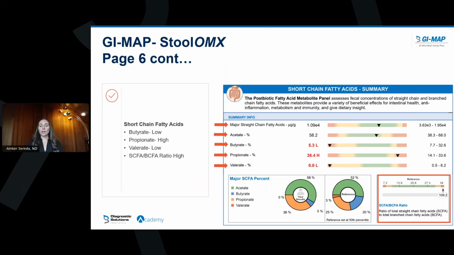The ratio here of our straight chains to our branch chains is low, or our straight chains are low, but you'll see in a minute that our branch chains are very low, which is what's skewing this ratio. So it could reflect incomplete fermentation, especially with our low branch chain fatty acid values. We're going to see those in a minute.